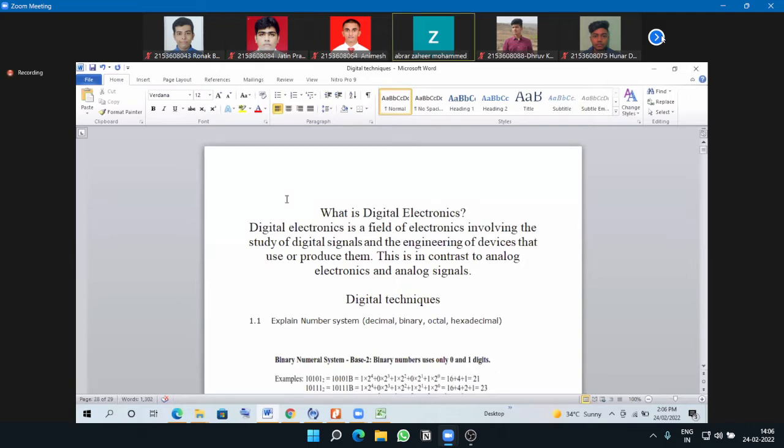Okay, so we are going to start with the number systems, okay? So there are different types of number system, that is decimal, binary, octal and hexadecimal. Okay. So what is the decimal number system? Anybody can tell me what is the decimal number system?